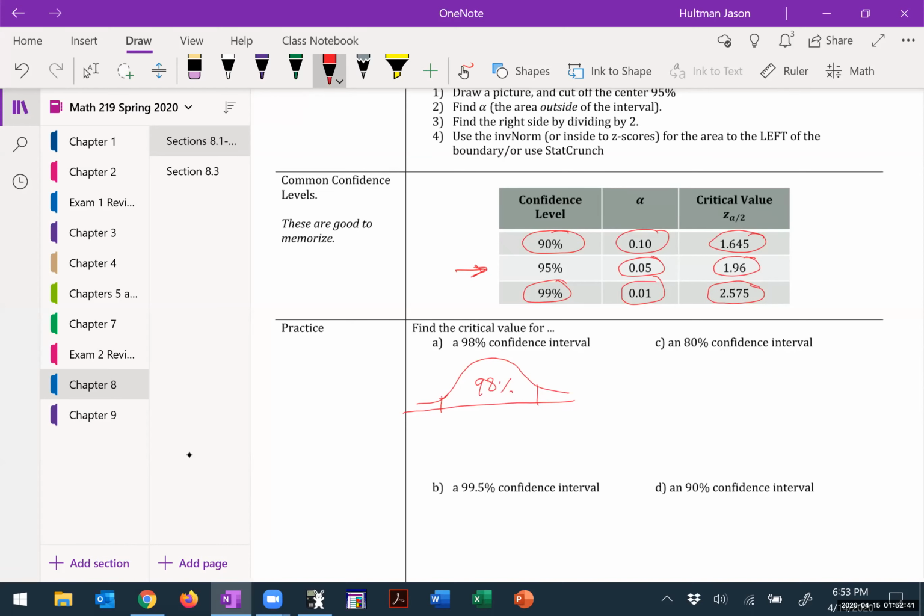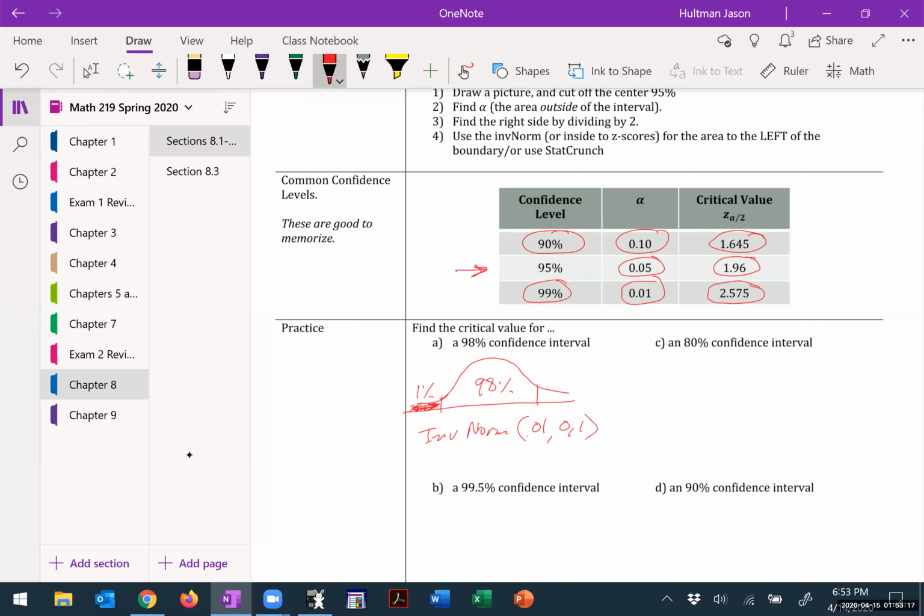Then how much is left over in this little piece down here? What percentage is left over there? Is it 1% or is it 2%? Yeah, it's 1% because it's half of the difference. It's half of the difference. So this is 1%. So this is going to be inverse norm of the decimal, which is 1%, or 0.01.